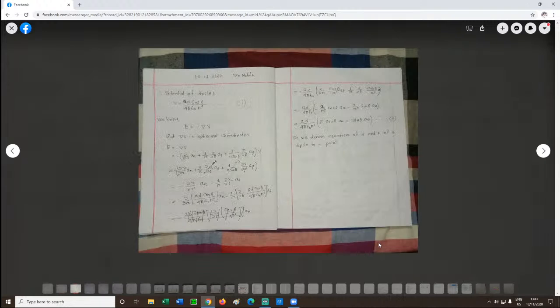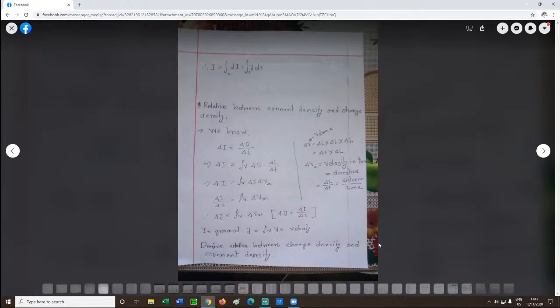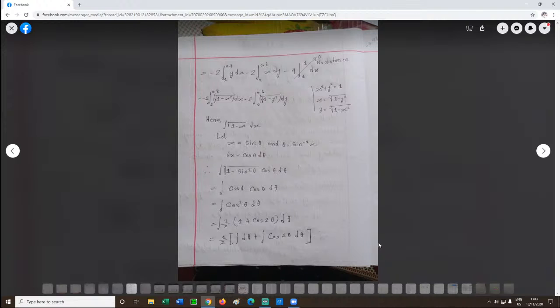It should be 5. Yeah, it should be 5. So you get C equal 5.